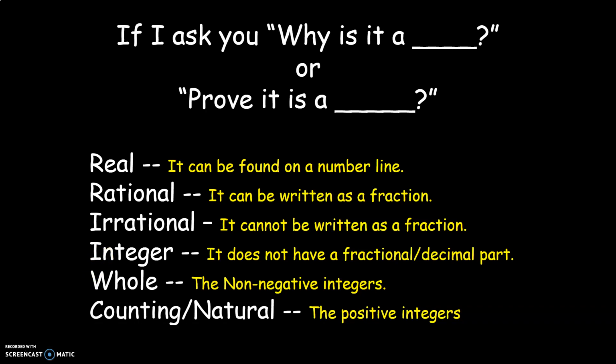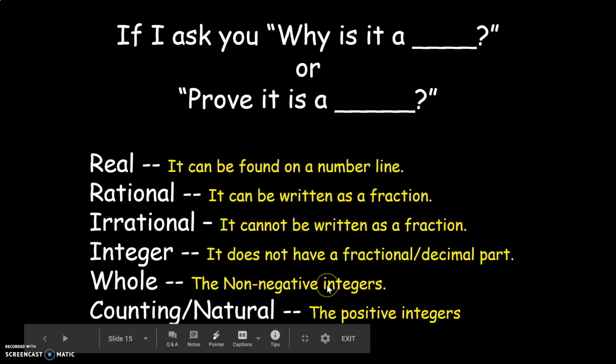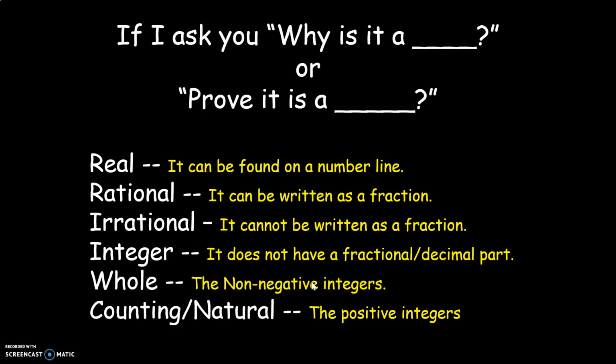Going from a rational number to an integer: an integer does not have a fractional or decimal part. So it can be positive or negative, it just does not have a fraction or a decimal. A whole number is any non-negative integer, so that means negative numbers are not included, but 0 and any positive integers are. And then the last one is counting and natural. Those are all positive integers, so anything that is a positive number is going to count there.